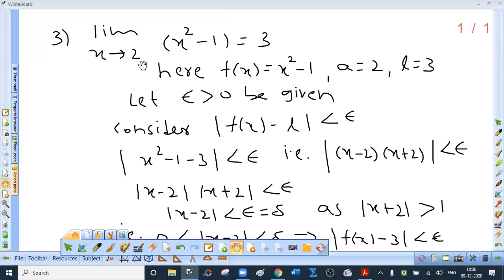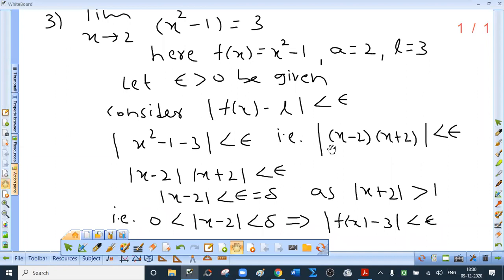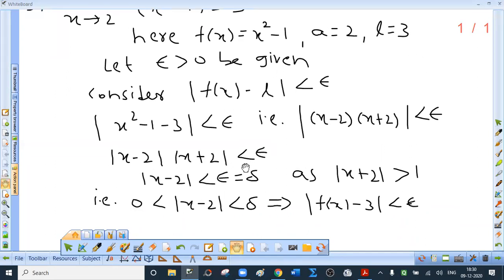Third one, limit x tends to 2, x square minus 1 equals 3. Here f(x) is x square minus 1, a is 2, L is 3. Let epsilon greater than 0 be given. Consider mod of f(x) minus L less than epsilon. Substitute the values. So this becomes mod of x square minus 4. What are the factors? x minus 2, x plus 2, right? Less than epsilon. Now mod of x minus 2 into x plus 2 is what? Mod of x minus 2 into mod of x plus 2.